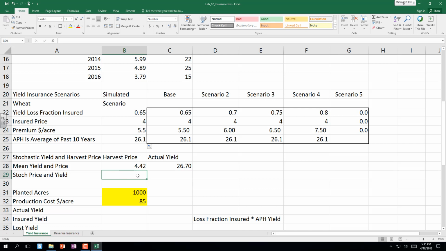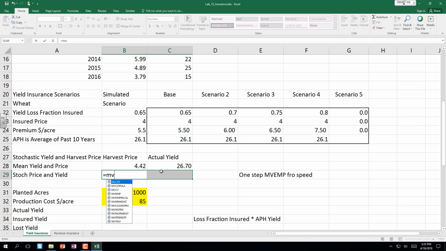Okay, we need a stochastic price, and because we're trying to do a lot of stuff in one lab session, we're just going to do a one-step multivariate empirical, okay? So I'm going to use a one-step NV-EMP for speed, and first speed is good enough. Equal NV-EMP left parenthesis. At that point we're going to use a function editor, f of x.